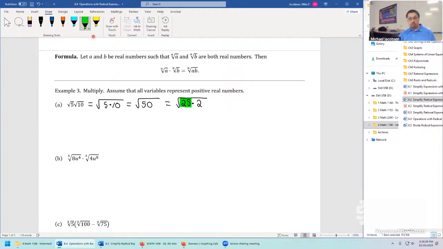25 is the thing that's going to be reduced. 2 is the thing that stays behind. And sometimes we do skip a step here and just write this as 5 root 2. But just to emphasize we're using this formula twice, we can now rewrite this as square root 25 times the square root of 2.